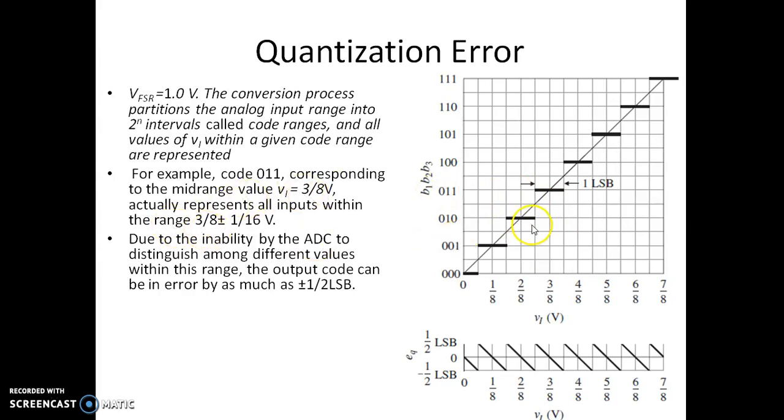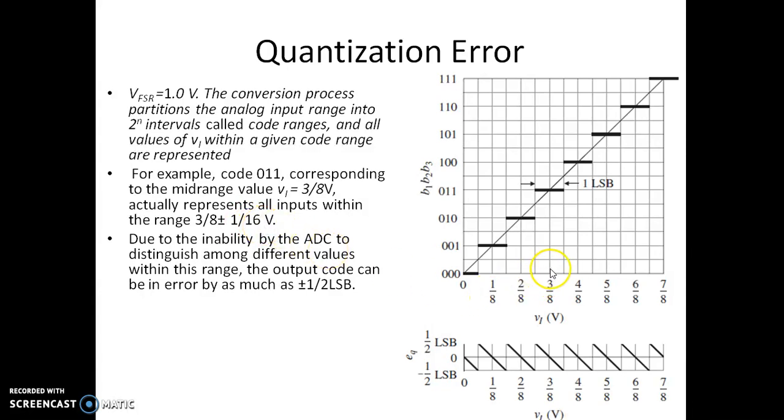Now you can see the ADC is unable to distinguish any voltages which are here and here. So anything around 3 by 8 up to a range of 1 by 16, the ADC cannot differentiate between 3 by 8, 3 by 8 plus 1 by 16 and 3 by 8 minus 1 by 16. Now here you can see, due to the inability of the ADC to distinguish among different values within this range, the output code can be in error by as much as half LSB. So we know that 1 by 16 happens to be half LSB.